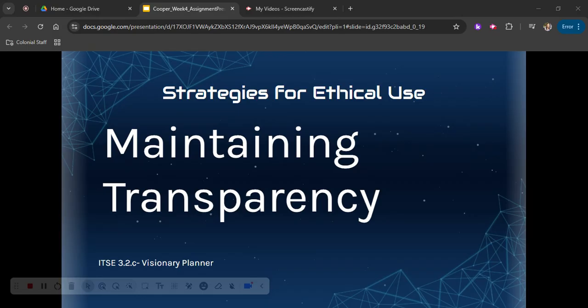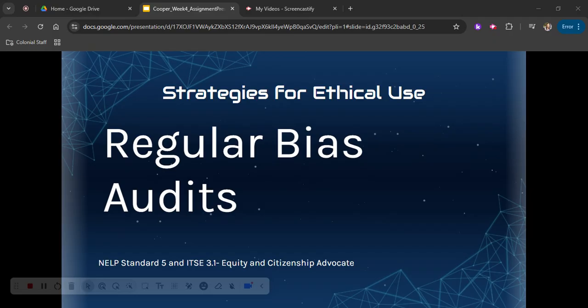To address the previous ethical concerns, schools can implement the following strategies. Maintaining transparency in AI implementation. The use of AI and data analytics should be explained in detail in schools so staff, parents, and students are aware of its benefits and drawbacks. Transparency can be improved by establishing data management guidelines and by publishing reports on a regular basis. This is in line with the ITSE Visionary Planner Standard 3.2c, which emphasizes creating plans for moral and just technology use.